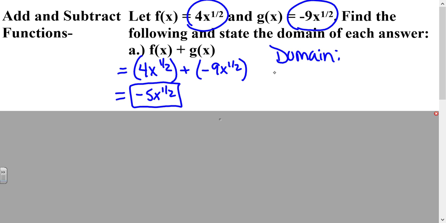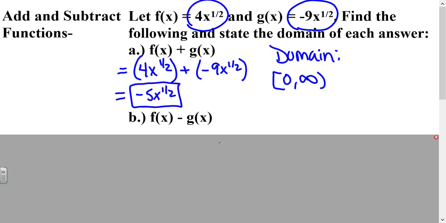So my domain is going to be from negative infinity, I'm sorry, that's wrong. Let me erase here. I have to plug in any number that is 0 or greater. So 0 is included, so I'm going to put a bracket around it because that means that I can plug in 0 all the way up to infinity. So I can plug in 0 to infinity, but not anything less than 0. So that would be my domain.